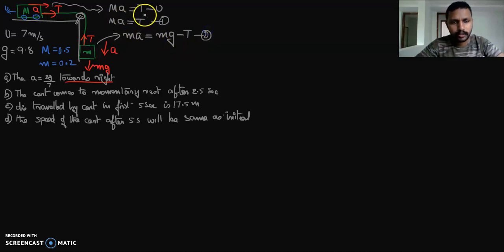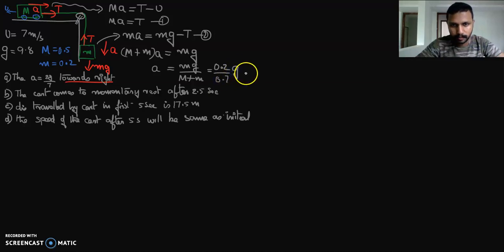By adding these two equations, we could eliminate tension and we could say capital M plus small m into a is equal to mg. And from this, a equals small mg divided by capital M plus small m. Let's substitute the values. Small m is 0.2, divided by capital M plus small m, that is 0.5 plus 0.2, which is 0.7, into g. Therefore, it could be rewritten as 2 by 7 g. Therefore, the acceleration is 2 by 7 g. Therefore, the first option is correct.